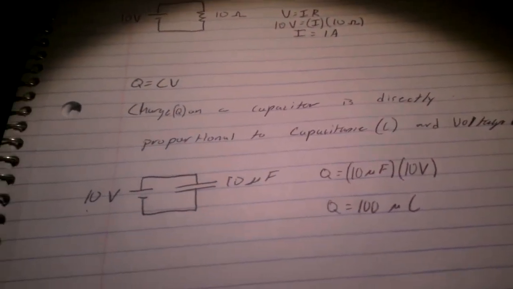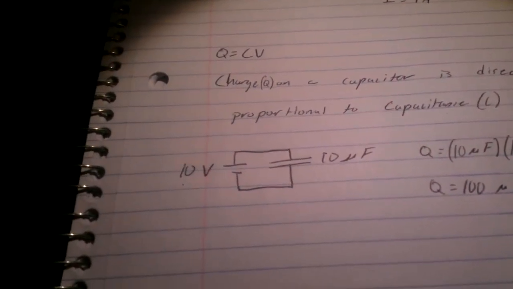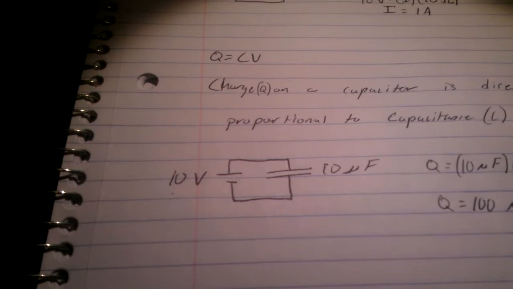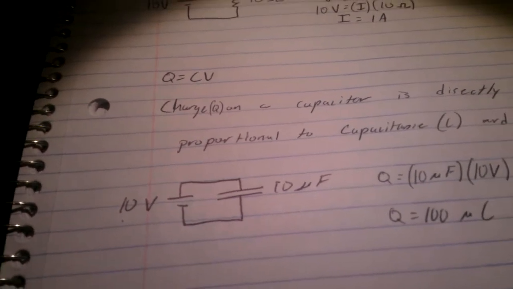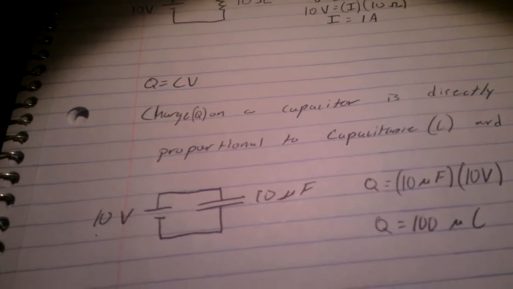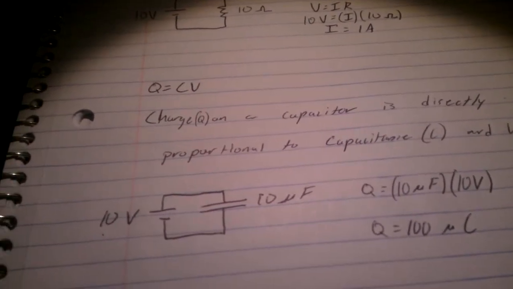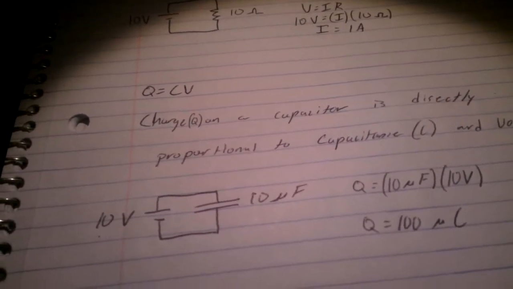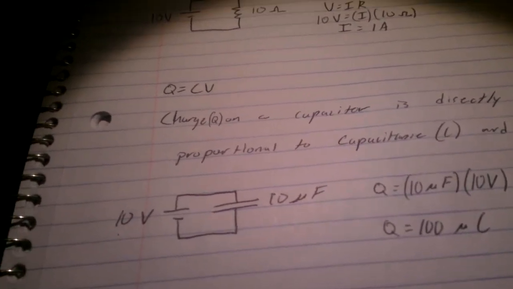And so here's another short example. It's a similar circuit, has a 10-volt battery, but instead of a resistor this time we have a capacitor, which has the capacitance is 10 microfarads.